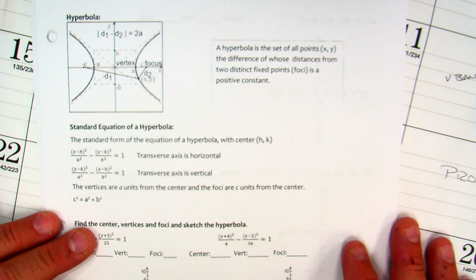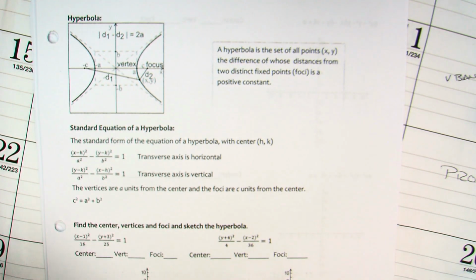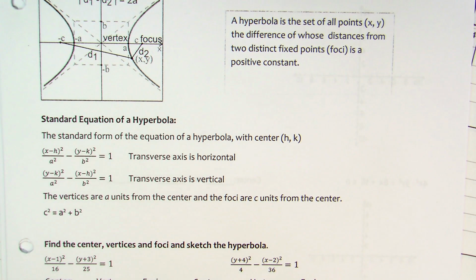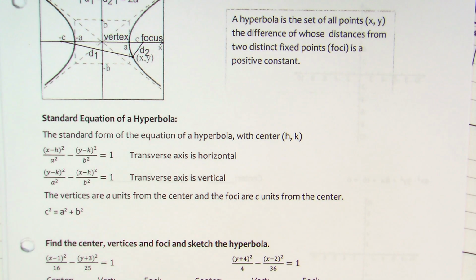A hyperbola is the set of all points (x, y) the difference of whose distances from two distinct fixed points, the foci, is a positive constant. The standard form of the equation of a hyperbola with center (h, k) is (x minus h) squared over a squared minus (y minus k) squared over b squared equals 1, or (y minus k) squared over a squared minus (x minus h) squared over b squared equals 1.